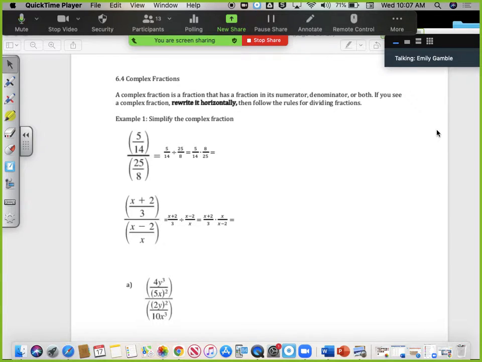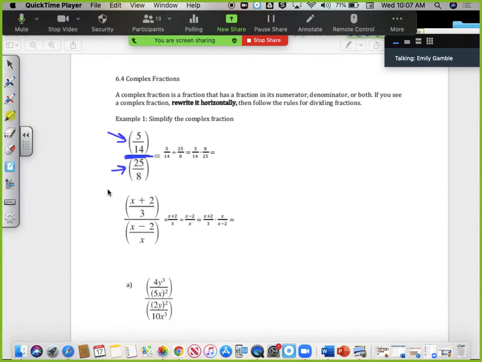So in section 6.4, we're looking at complex fractions. And a complex fraction is a fraction that's written with a crazy numerator and crazy denominator, which means that you have a fraction in the numerator of the fraction and a fraction in the denominator of the fraction. So you basically have 4 fractions altogether if you're looking at it in 4 separate pieces, because this big fraction here has a numerator that has a fraction and a denominator that has a fraction.